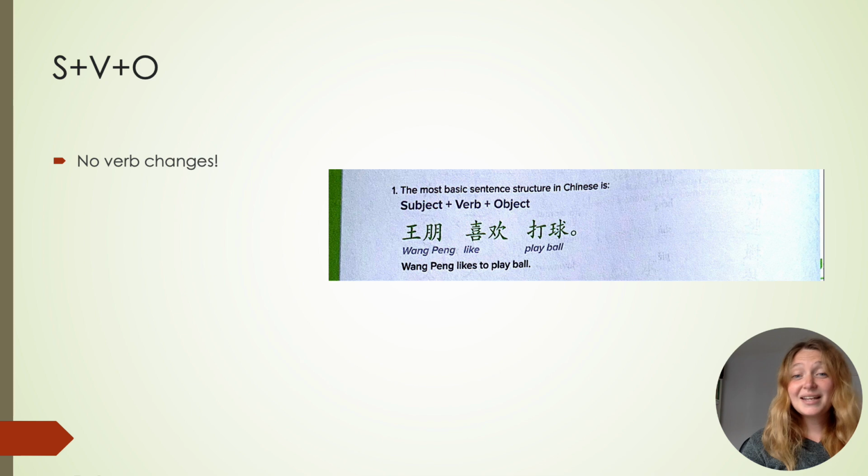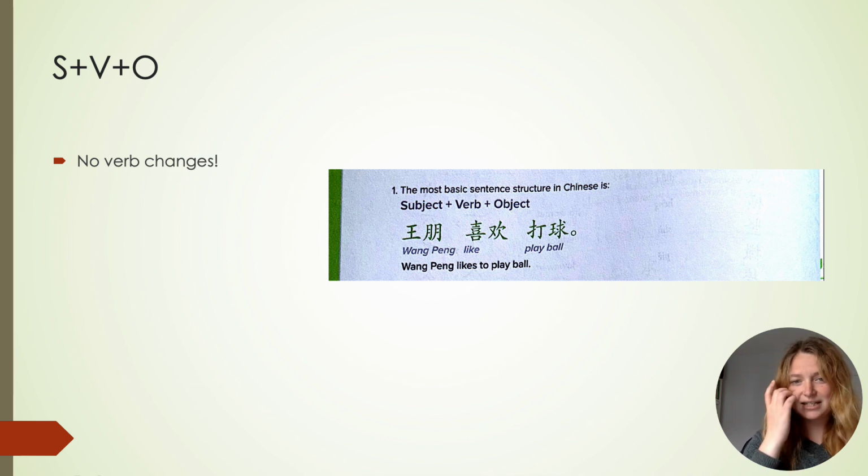But also, the basic sentence structure is the same as English: subject, verb, object. So something like Wang Peng 喜欢打球. Wang Peng likes to play ball, right? So even the "to," which we call the infinitive, we don't have that in Chinese. We just say Wang Peng like play ball. Okay?